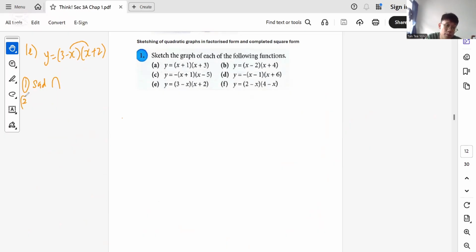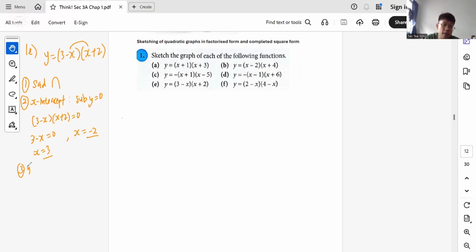Okay, next, point number 2, x-intercept. So for the x-intercept, just sub y equals 0 into the equation. So you have 3 minus x, times x plus 2, equals 0. 3 minus x equals 0, x equals 3, or x equals -2. Okay, so these are the two x-intercepts.